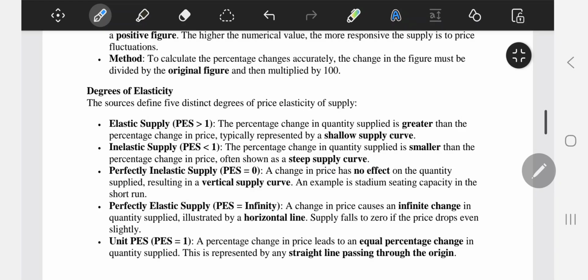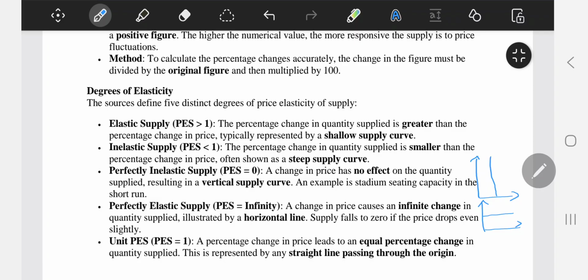All right, let's look at some of the things you can get from PES. One of the things is that if supply is elastic, then PES is going to be greater than 1. If supply is price inelastic, then PES is going to be less than 1. And if PES is 0, then that is perfectly price inelastic. Remember, perfectly price inelastic supply would look like that. So this is price inelastic, and perfectly price elastic supply, which is infinity, you're going to get a straight horizontal line like that. So this is price elastic, this is price inelastic.